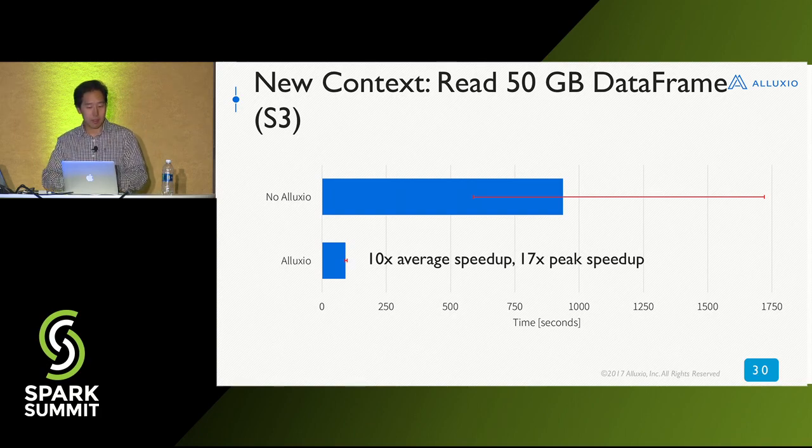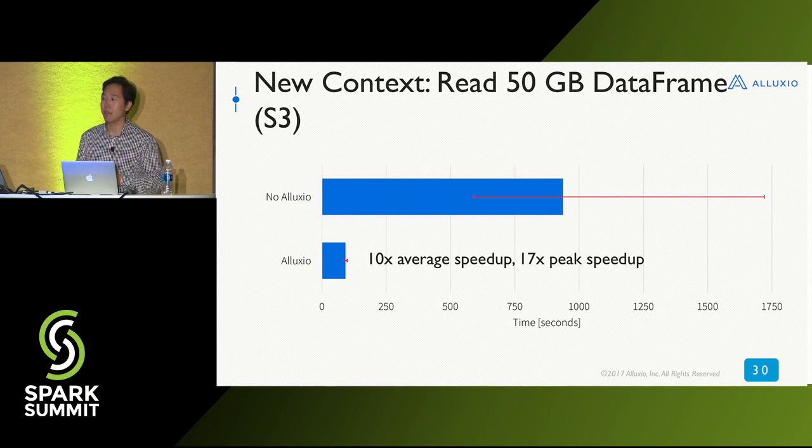The last set of experiments that we did was the new context of a DataFrame, where the 50 gigabyte DataFrame is living in S3. This shows similar results: obviously with Alluxio, you can read it much faster because it's already cached in Alluxio, locally close to Spark. It's about, on average, 10 times faster.